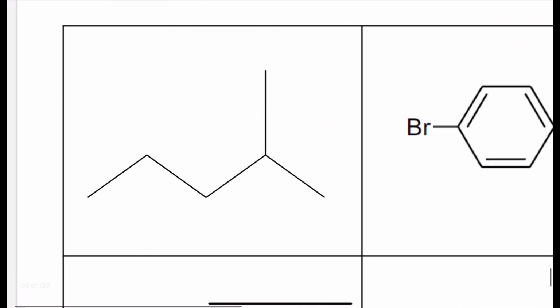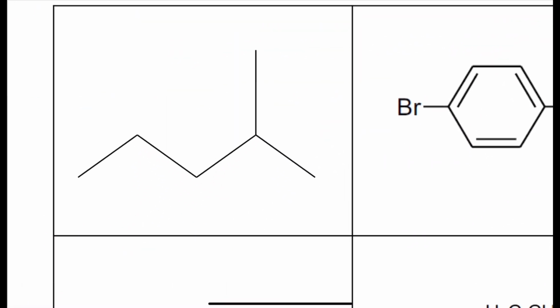Okay, let's go down to the next one. This one actually is pretty simple. 1, 2, 3, 4, 5. Again, I'm going to name it. I'm going to number it backwards like that because I want my branched group to have the lowest possible number. If I numbered from the other side, it would be at a number 4.